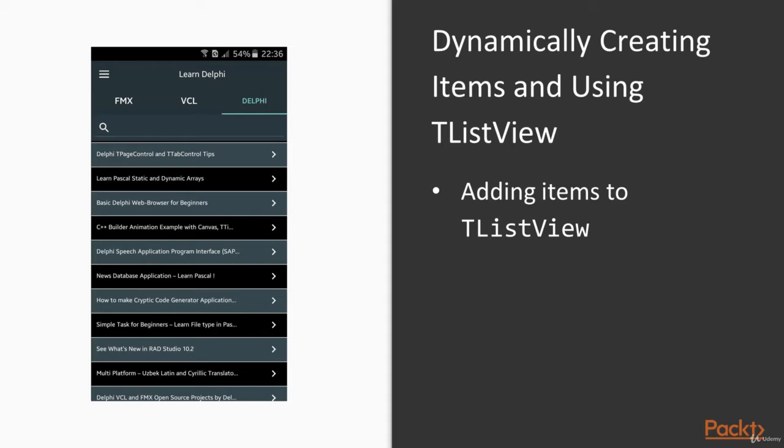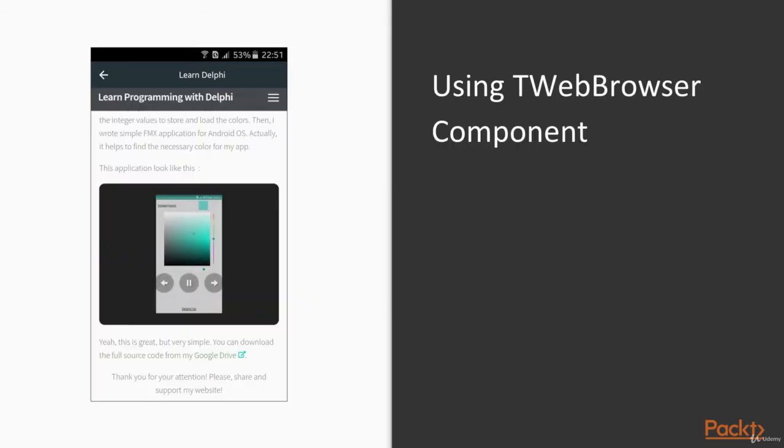For example, you can use ListView.Items.Add.Text to make items in the list view. So I haven't used any kind of database connections or LiveBindings Designer to make the items in the list view. The TWebBrowser component you can use to load and get some information from a website.